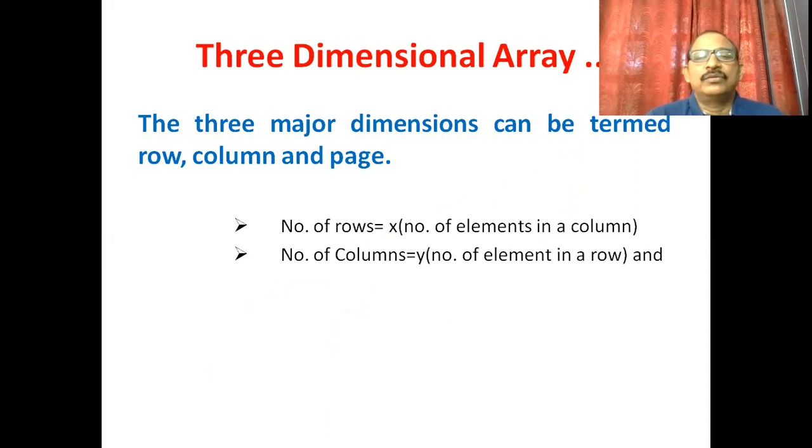Number of rows is the number of elements in a column, number of columns is the number of elements in a row, and third is the number of pages. You can compare it as I have compared this three-dimensional array. You can view it as a book.